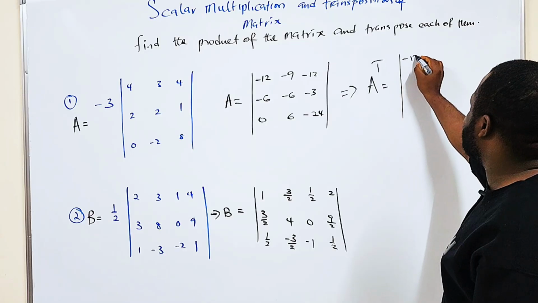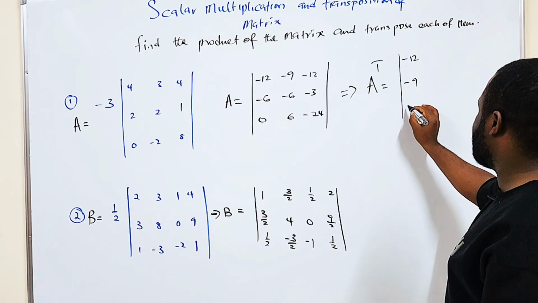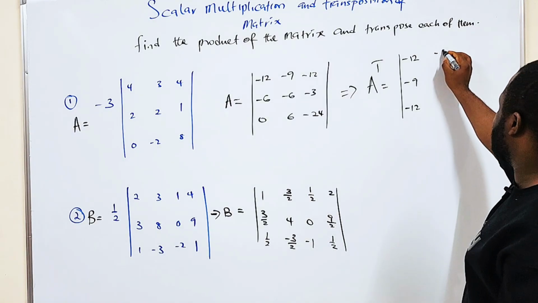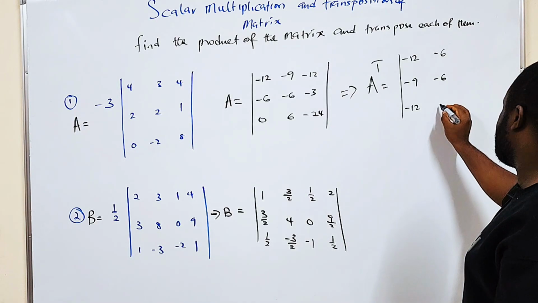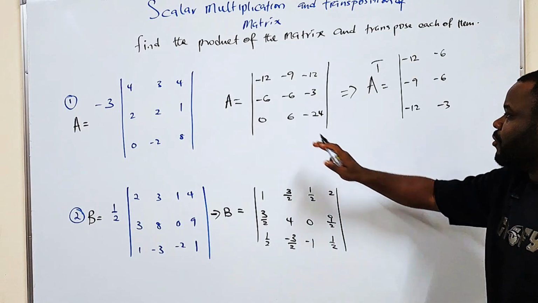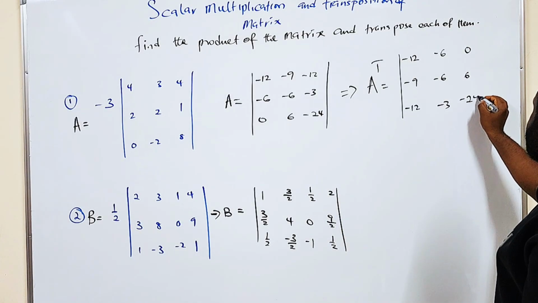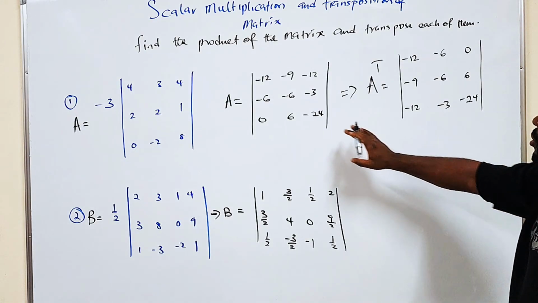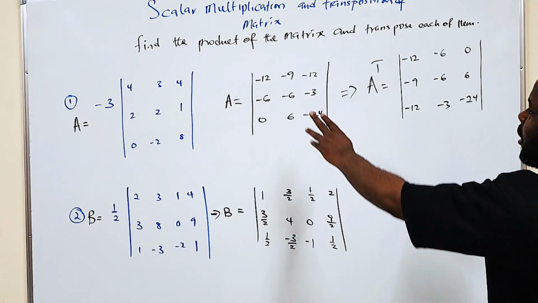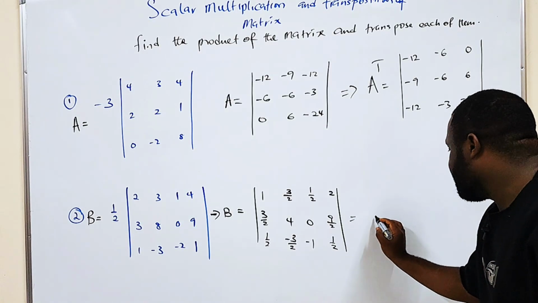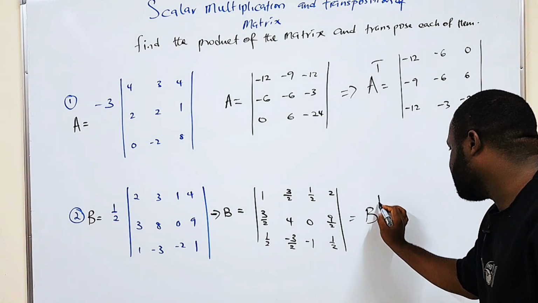So this will be -12, -9, and -12. The same with the second row: -6, -6, -3. Then also the last row, which is 0, 6, -24. And that is how to transpose. We just transposed A into this. Then let's also do it for B. So we have B transpose.